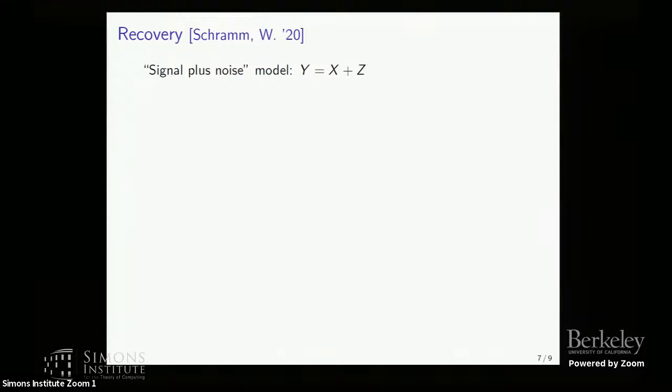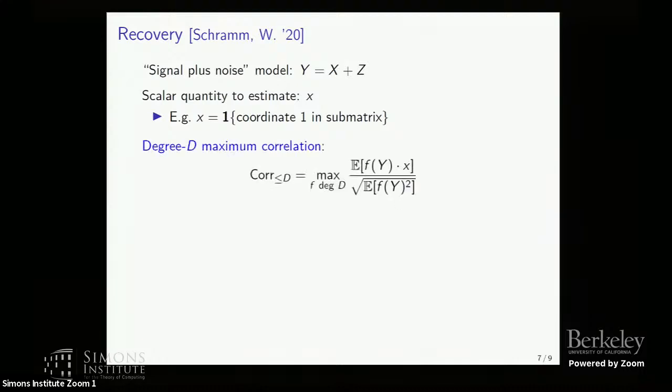Okay, roughly for these recovery problems, we do have a way to analyze low degree polynomials in this setting. So imagine you observe something that's signal plus noise, and the small x is something we want to estimate. Say maybe it's just the indicator that the first coordinate is in the submatrix. Right, this is the quantity we'd like to understand. It's how much correlation can a low degree polynomial get with the thing we want to estimate, suitably normalized.